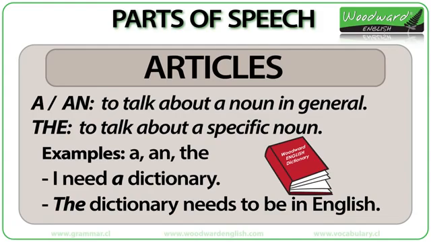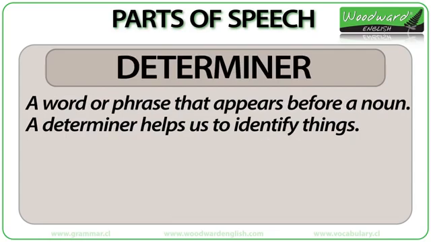Sometimes articles are included in a larger 9th word class called determiners. A determiner is a word or phrase that appears before a noun or at the beginning of a noun phrase. A determiner can tell us whether something is specific or general and helps us to identify things.